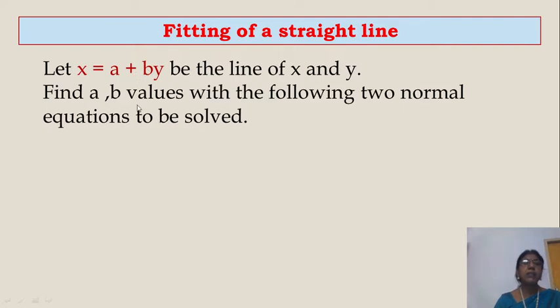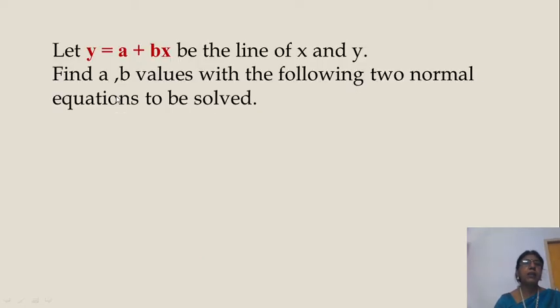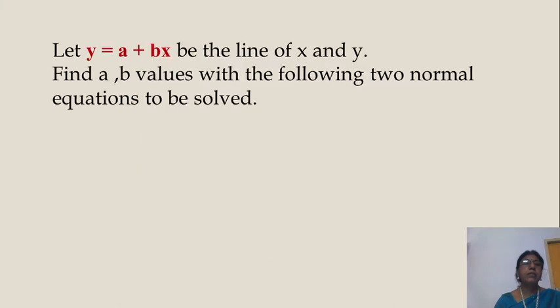So for this purpose, we use the following equations, which are called normal equations. The normal equations are Σx = na + bΣy, Σxy = aΣy + bΣy². Here we have been given x values and y values, data. By using these two equations, we are going to find the two unknowns a and b. Okay, let y = ax + b be the equation of the line.